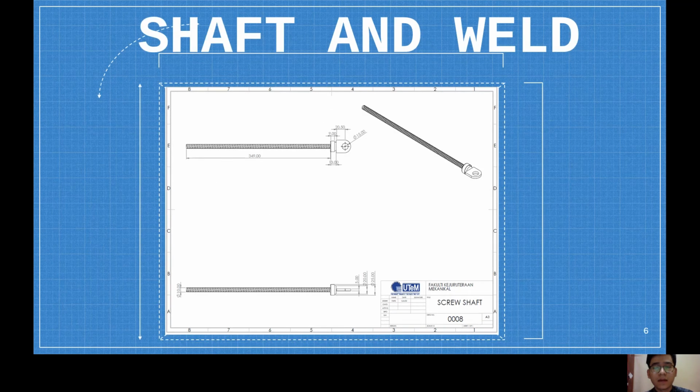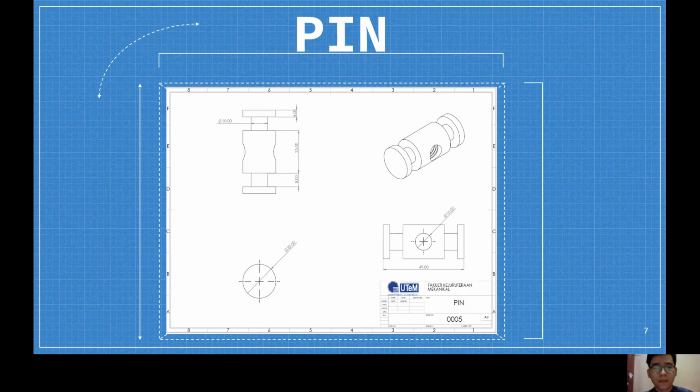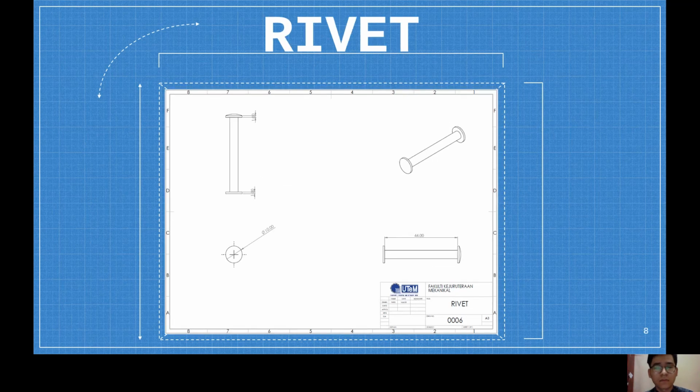Then we have the mechanical components. The first mechanical component drawing consists of shaft and weld. This is the actual drawing of the screw shaft, and it has a weld between the shaft and the handle. After that is the spin. This is the drawing of the fastener spin to join the lower arm and the upper arm of the car jack. And lastly, we have a rivet to match the top header and the base of the car jack with the upper arm and the lower arm.